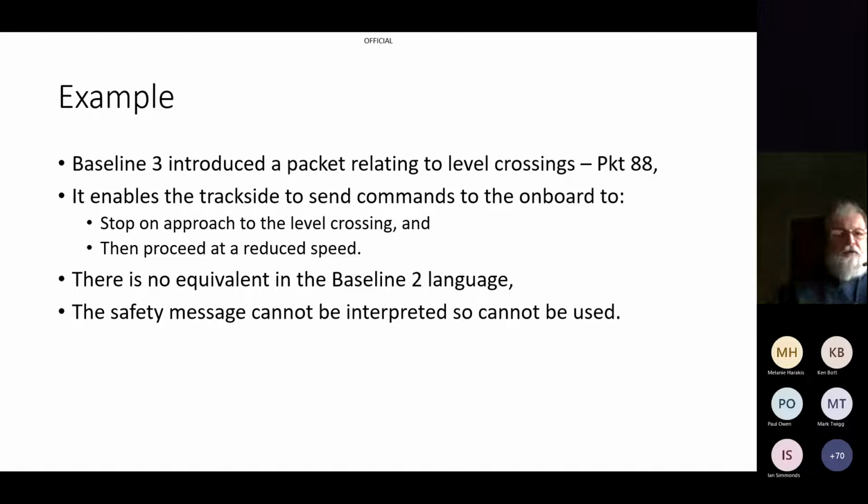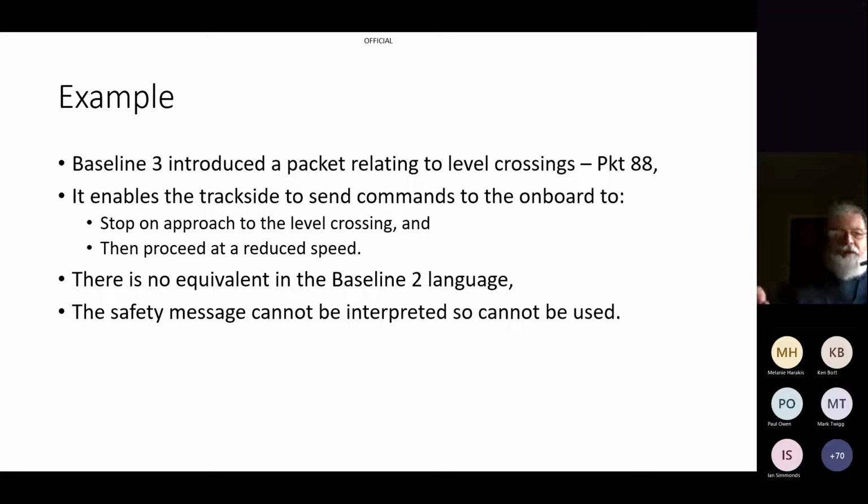Well, baseline 3 introduced a packet 88, which is around a level crossing. And it basically is a means for the trackside to send a simple command to the onboard saying stop on the approach to a level crossing. And once you have stopped, then you can proceed at a reduced speed. This is typically where the crossing is not protected. You could use it for a locally monitored level crossing if you wanted to. And I believe it is being used for Placer's level crossing on the 0 to 12 scheme.